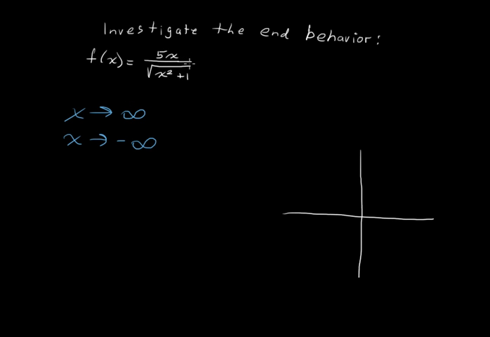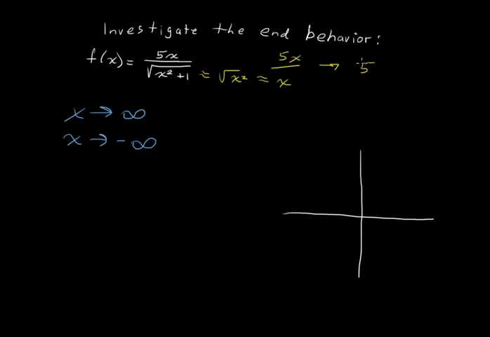We have 5x over the square root of x squared plus 1. As x gets really huge, the plus 1 becomes negligible. So this gets really close to just the square root of x squared, which is just x. It's not exactly that, but as x grows really huge, that 1 becomes negligible. So what we have there is 5x over x, or that is just 5.